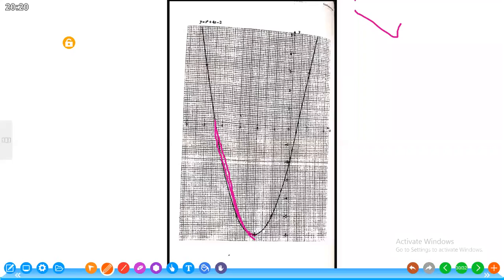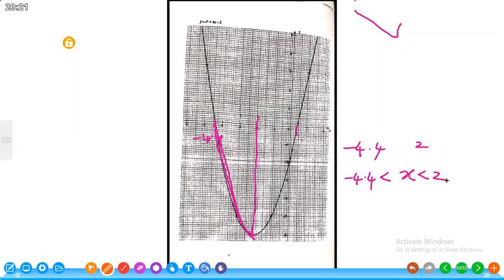Find the range of values of this part. Here I think this is -4.4 and this part is +2. So what is the range of values? The function is decreasing negatively here, x greater than -4.4 and less than 2. This is the range of values, right?